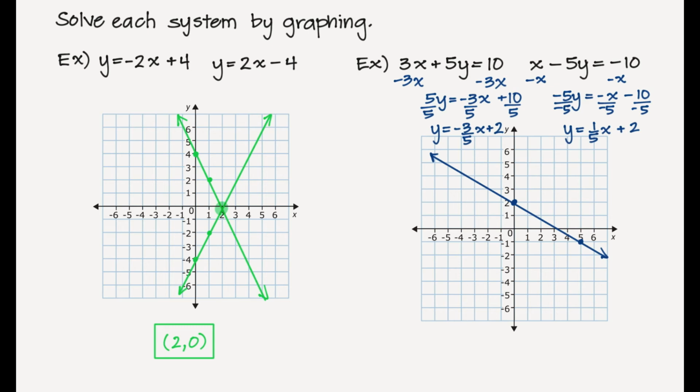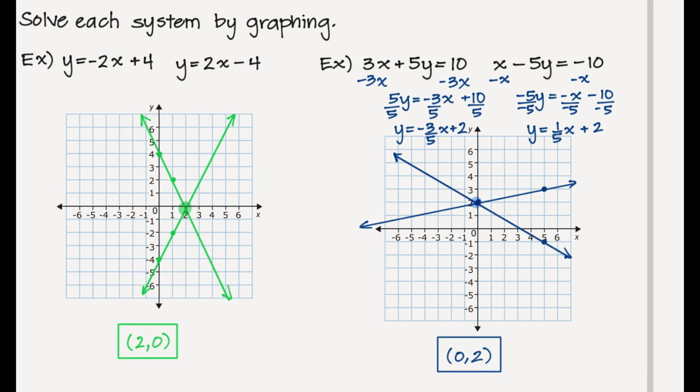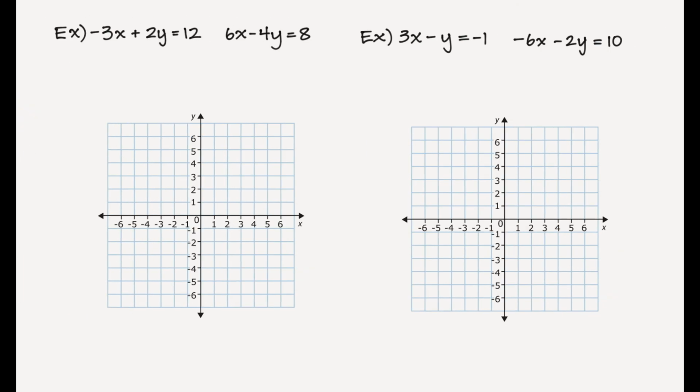So again, I'm going to start at 2, and I'm going to go up 1 and over 5. And then I can see that they are both intersecting right there on the y-axis at 0, 2. All right, let's look at our final two equations. Again, these need to be rewritten. So let's add 3x to both sides. We're left with 2y equals 3x plus 12.